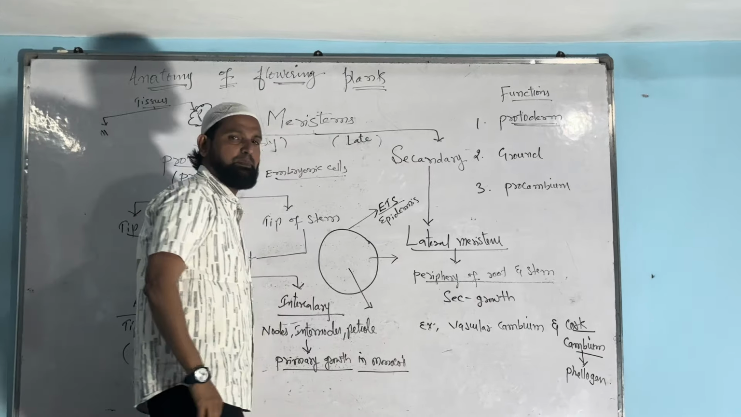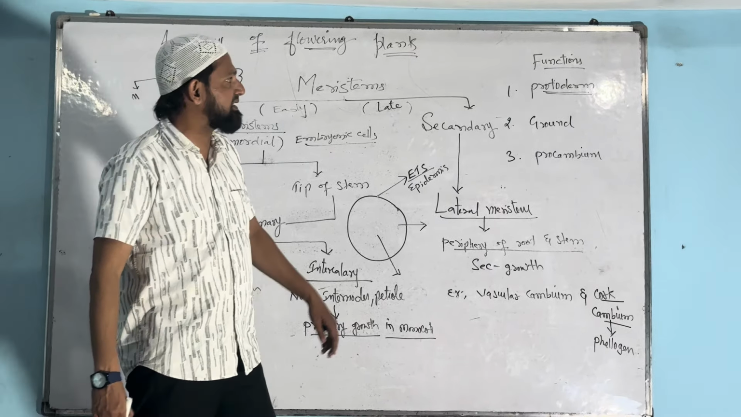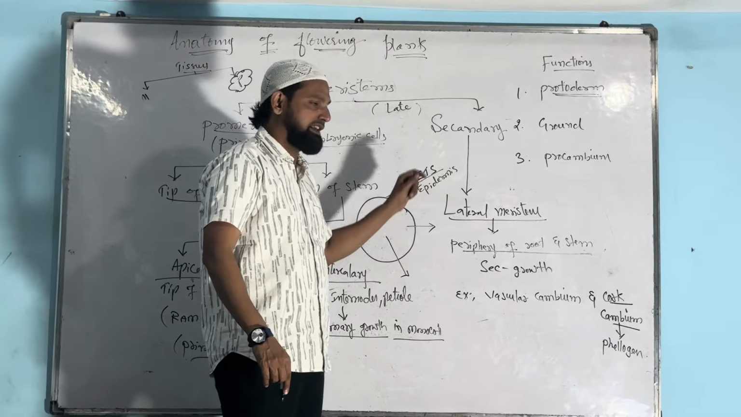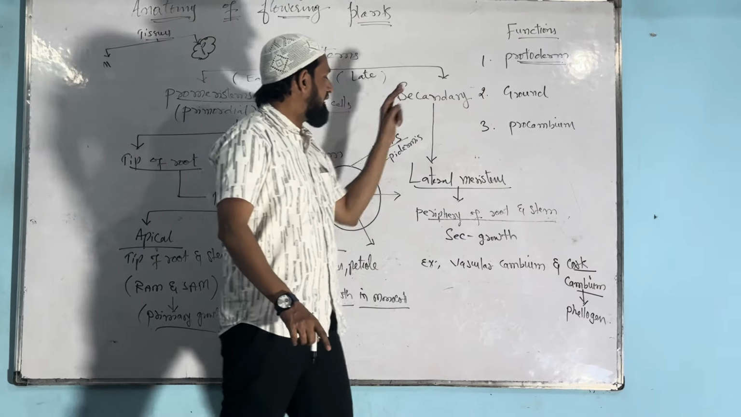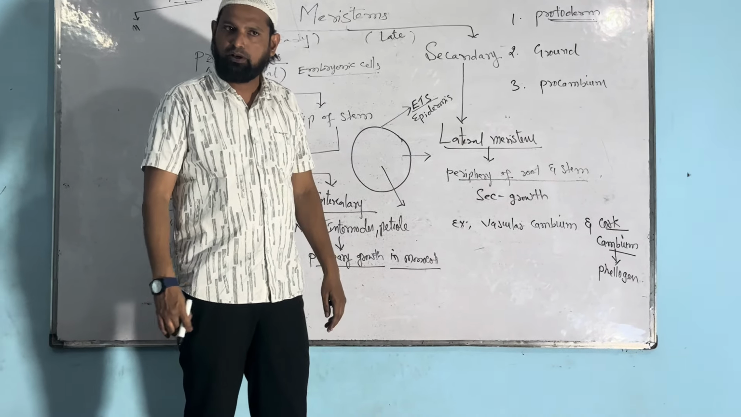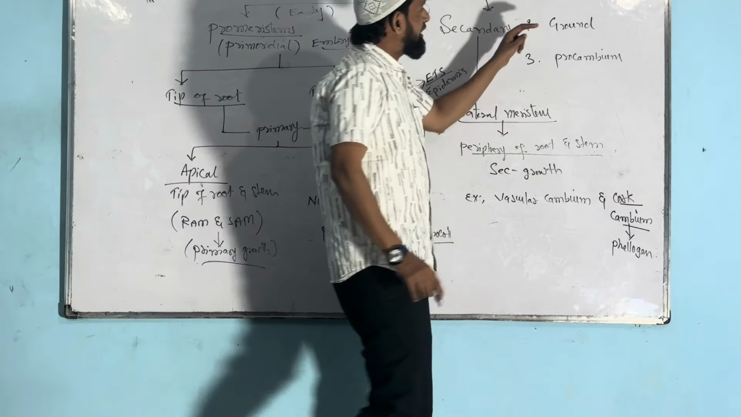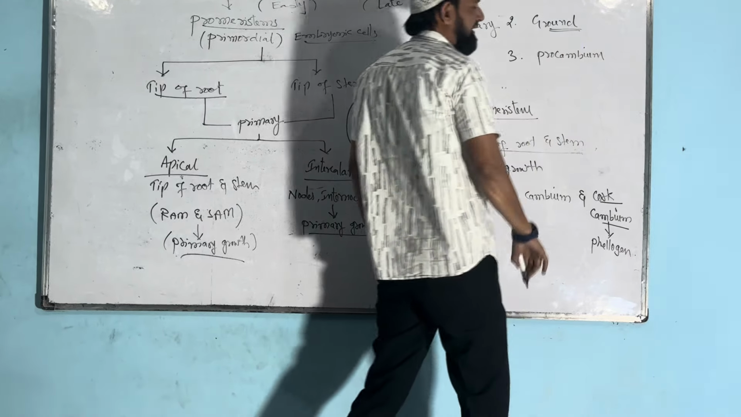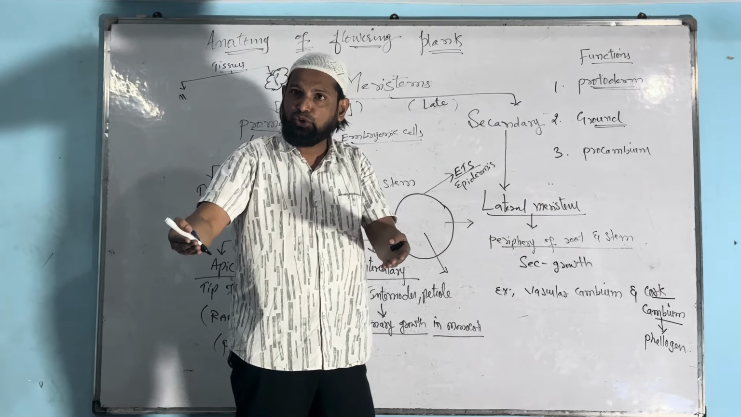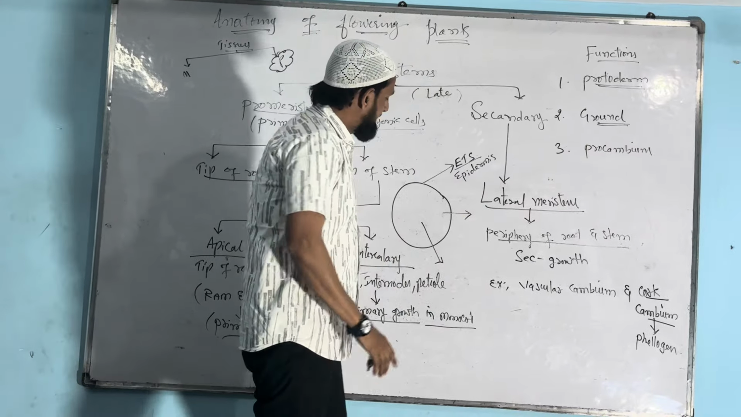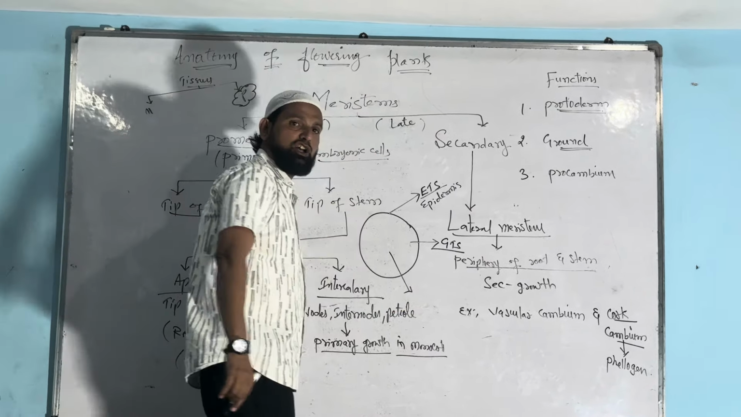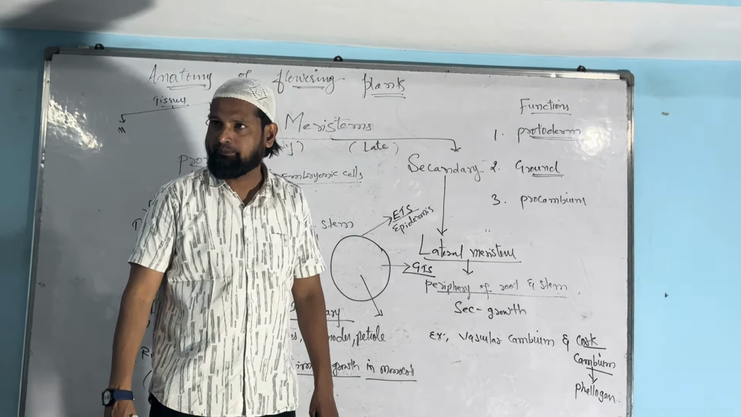So this epidermis originates from which meristem? Protoderm. Epidermis comes under which system? ETS. What is the function of epidermis? It gives protection. Number two, the ground meristem is immature. When it becomes mature, when it becomes permanent, it gives rise to GTS, that is ground tissue system.